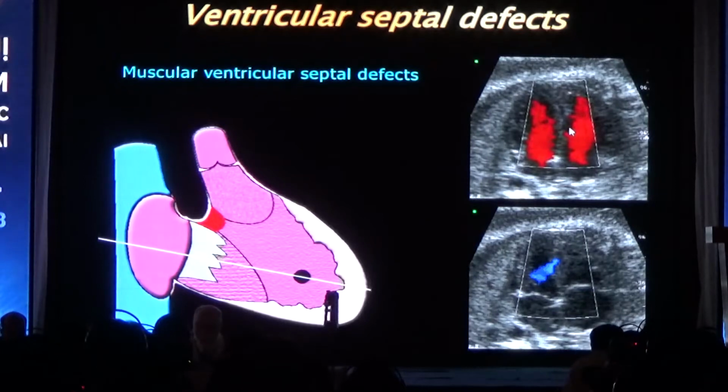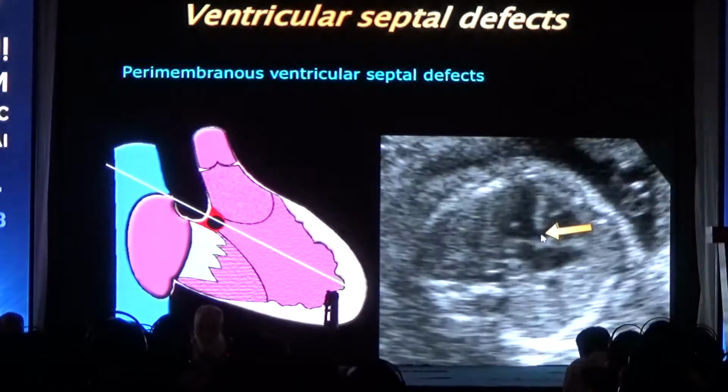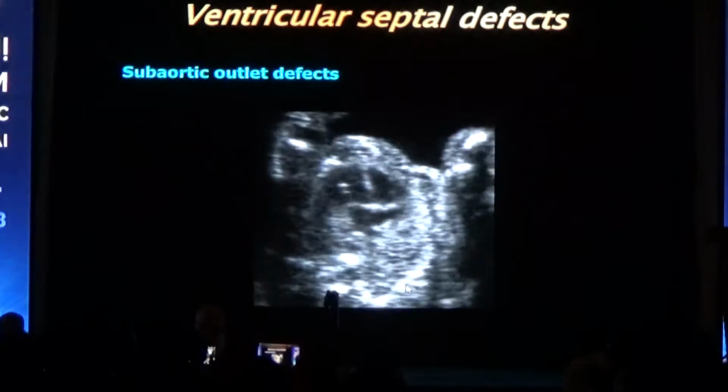Some people are very obsessive, and they even try to get a pulse wave Doppler in the defect. That is too time consuming, and we don't have the time to do this. Here's a perimembranous septal defect at this level. Here's another one, and you see this is very similar to the inlet defect that I showed you before, and here are many other ventricular septal defects. Okay, so a rather common type of anomaly.